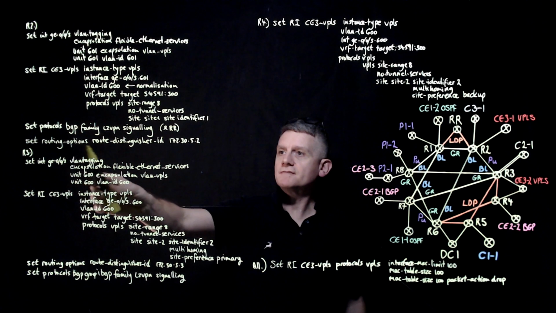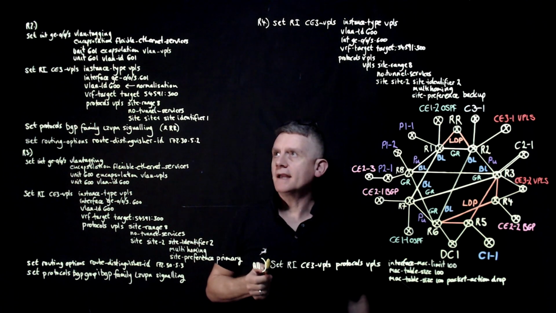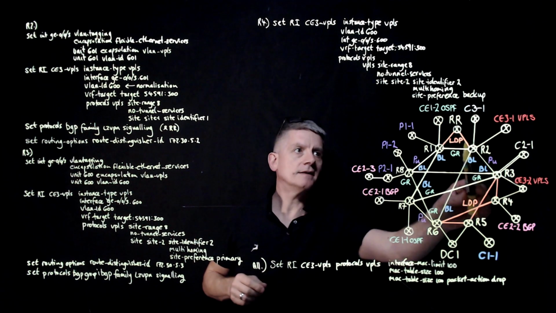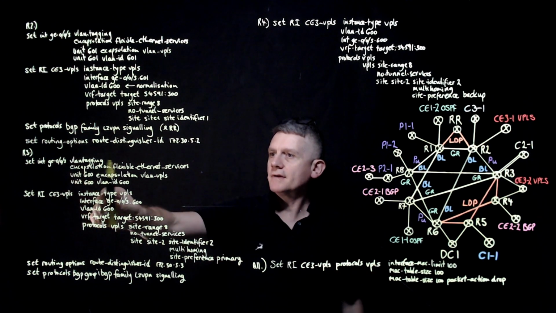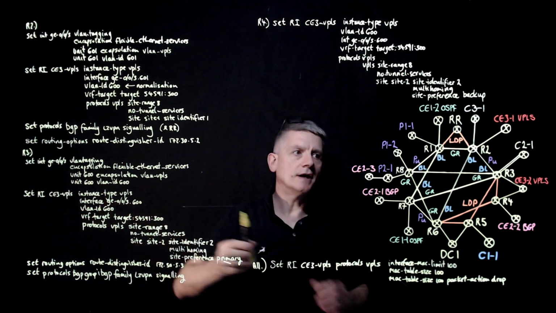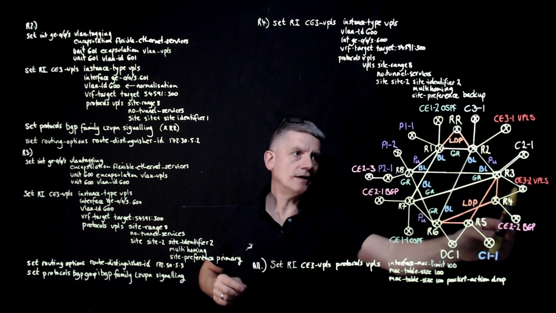We've got routing options, route distinguisher ID. Okay, so that's on router 2 here. That's heading up to CE3.1 VPLS. Now we're on router 3. So router 3 is one of our two PEs that are multi-homing CE3.2.